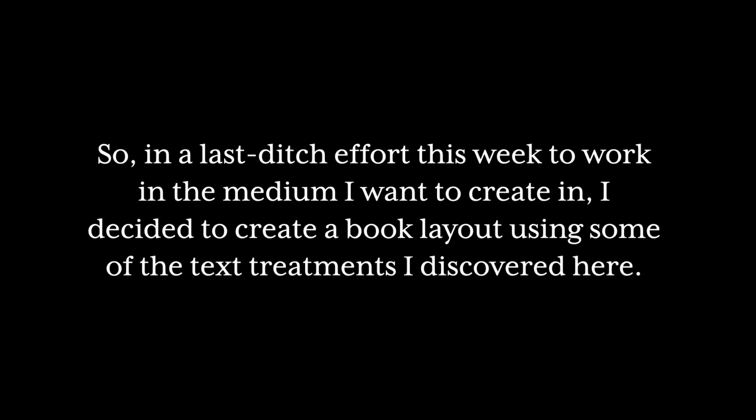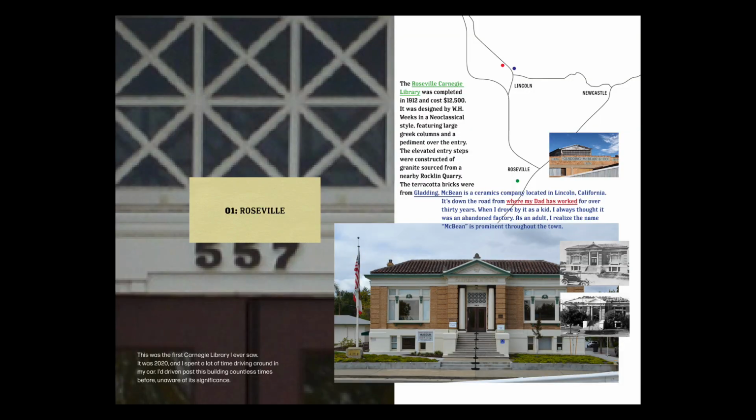So, in a last-ditch effort this week to work in the medium I want to create in, I decided to create a book layout using some of the text treatments I discovered here. I enjoyed putting this work in context. Layering text and images and creating treatments for the image, the left-facing page is intentionally pixelated, helped me recognize some other elements I might work in, namely color and the map. So this is where I end for this week.